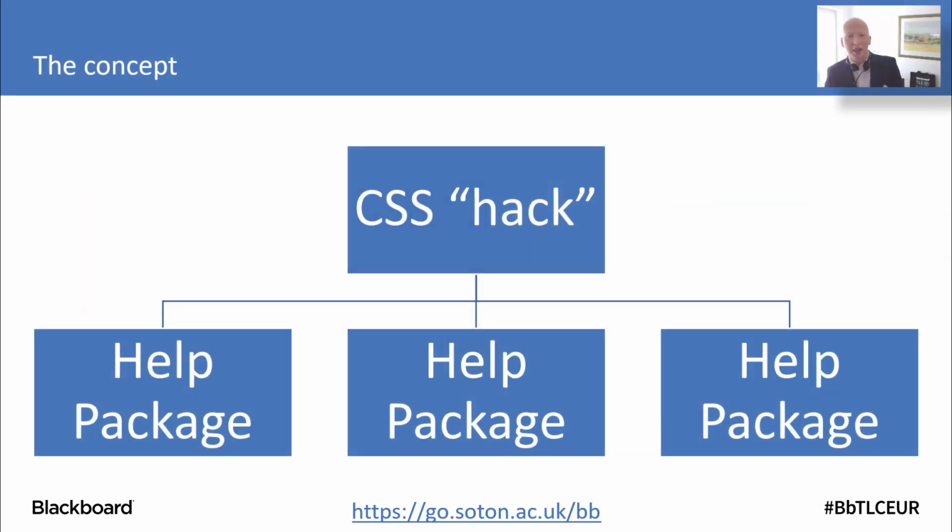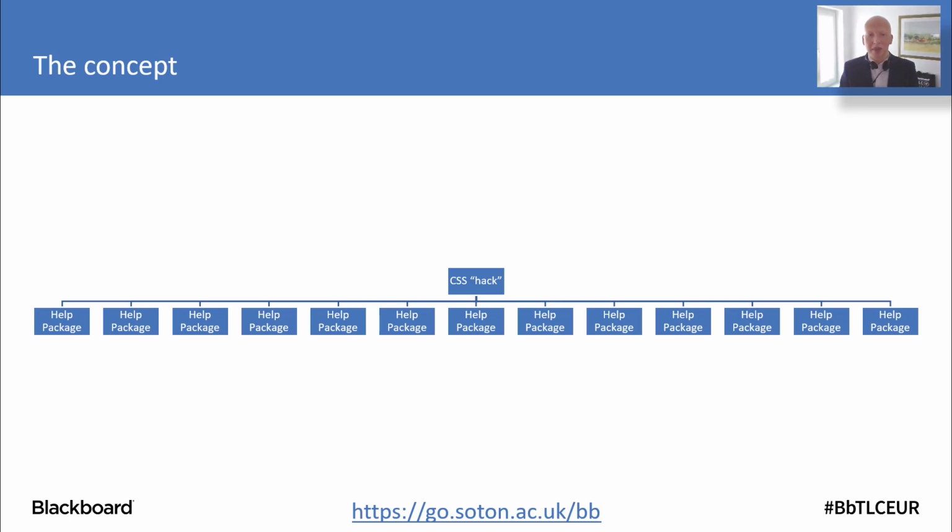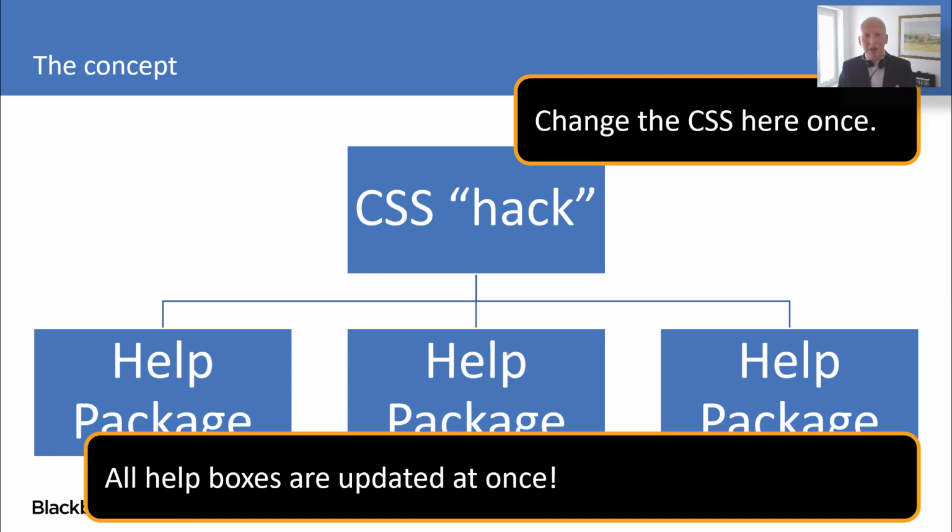Now in terms of the concept, you have your CSS hack, and then that applies the styling. The styling is YB help, which was the identifier of the paragraph within which the yellow box appears, and with that one piece of CSS, it applies to all of our help packages. And if we make a lot, then it's going to be a real benefit, because if we ever want to make a change, we just change the CSS in our CSS hack, and then all of the help boxes will be updated at once.